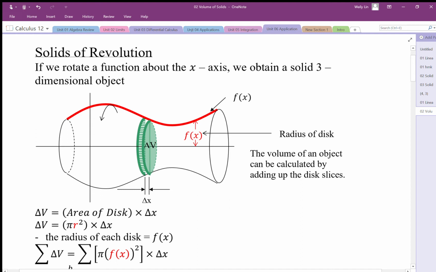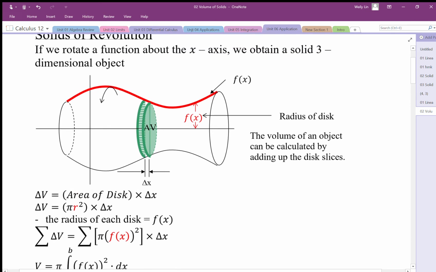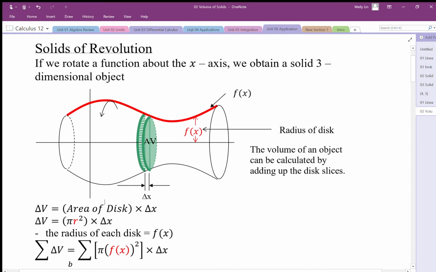First of all, it's good to recognize what these shapes look like. Visualize this shape. This line being rotated gives you this vase shape on its side. Using discs, in this case we're going to get circular discs. What we want to do is find the volume of this one piece. We take the area of this disc and multiply it by its thickness, which gives us this one piece here.